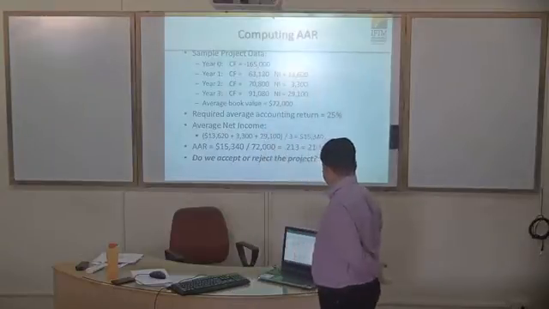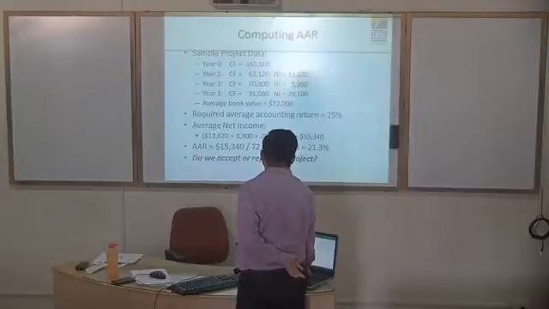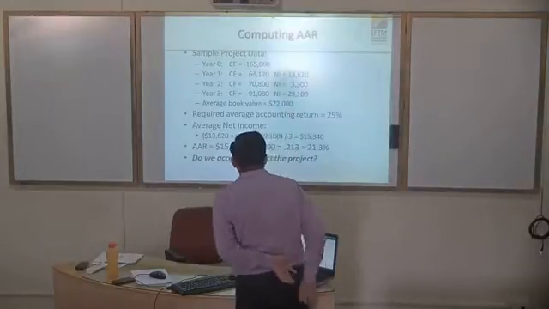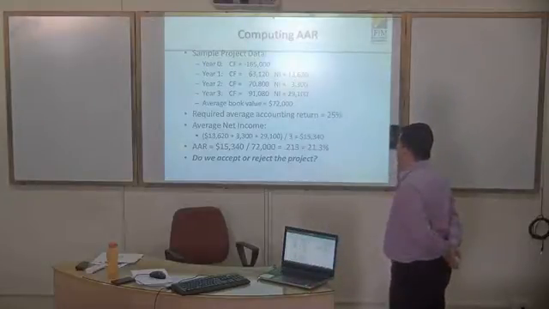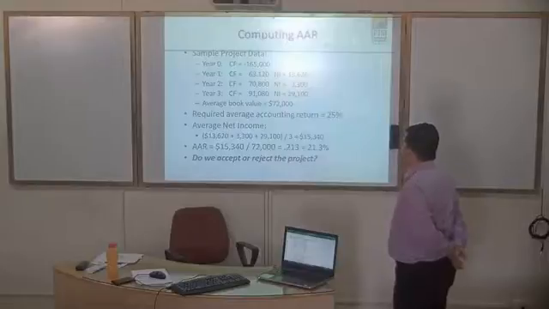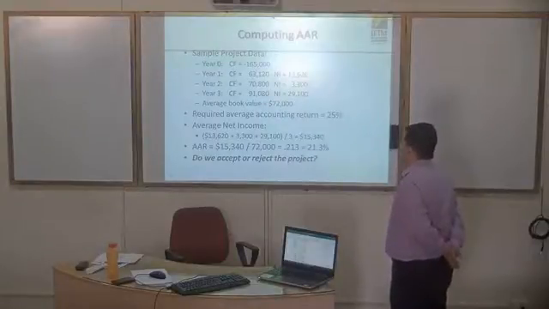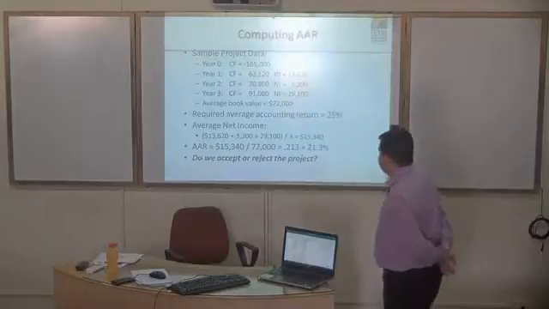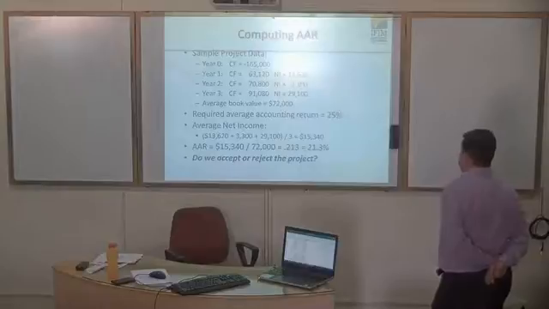Sample project data, we have an example here: 1,65,000, which is minus, which is going out. Year 1, 63,120. We also have net income, 13,620, 3,300, 29,100 for 3 years. Year 1, Year 2, Year 3 cash flows are also given: 63,120, 70,800, 90,000, 91,080. Average book value is $72,000. Required accounting return is 25%.